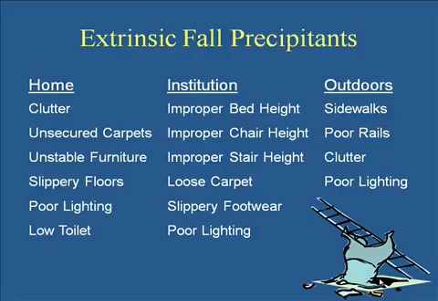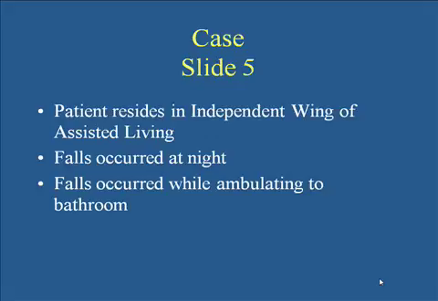We bring together the host factors interacting with the extrinsic fall precipitants. So in our case, our patient resides in an independent wing of an assisted living center. So she's not part of assisted living. She's in the independent component. Her falls have always occurred at night in poor lighting while she has been trying to walk to the bathroom. So in her particular circumstance, part of the environmental problem may be poor lighting that's taking place at night.